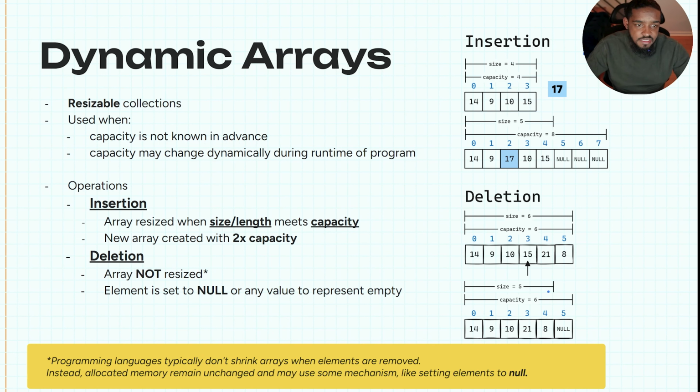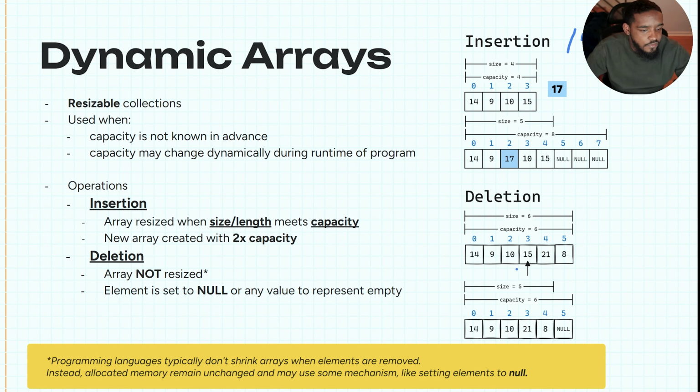The array is at capacity, and for insertion, what we do is we resize the array when the size or length meets capacity. So if you see here, we have 4 and here we have 8. The capacity is doubled. The elements are shifted, and 17, the desired element, is inserted at the index. That's the end result. And of course, the size of the array is increased because we just inserted a new element. But I'm going to show the step-by-step process in the next slide.